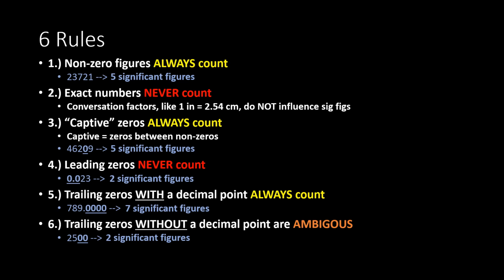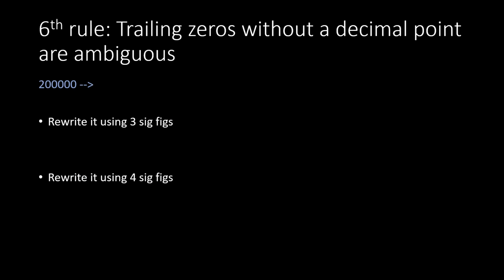If you're still confused about the sixth rule, let's say you were given a number like 200,000. By just looking at this number, we can only say for certain that the 2 is a significant figure. However, we are not certain whether we should count the trailing zeros or not. So this number will only have 1 sig fig. Additional information would be something along the lines of rewrite this number using X number of sig figs. And to do this, you would use scientific notation.